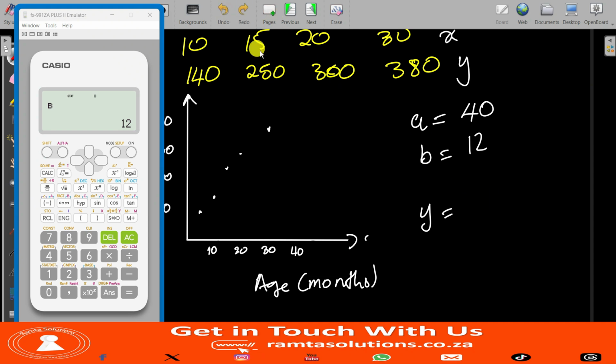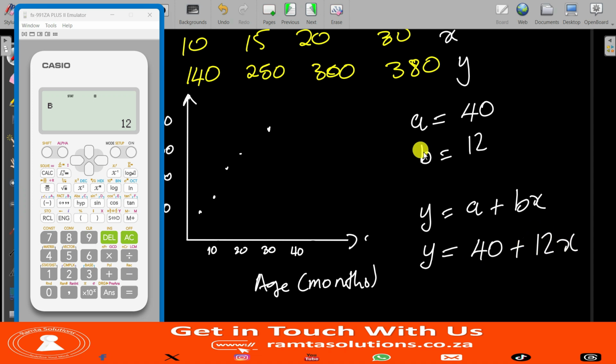Therefore, the regression line here is y equals 40. Remember, before I proceed, it was y equals A plus BX. Therefore, the regression line is y equals 40 plus 12x.